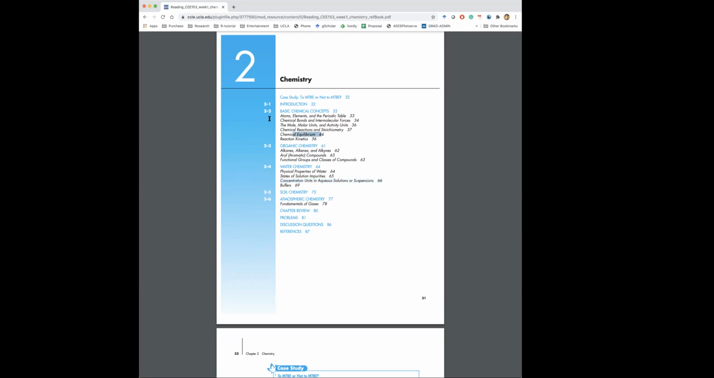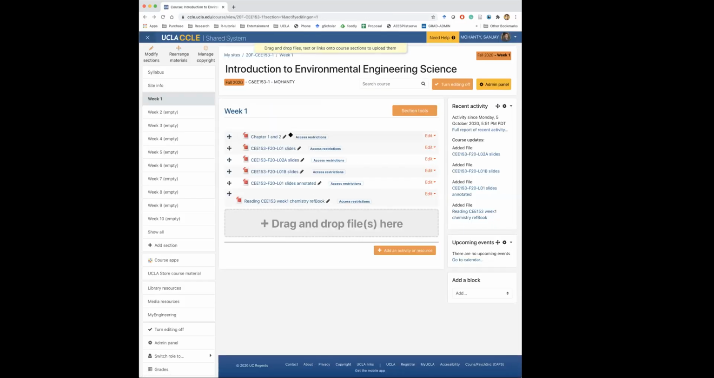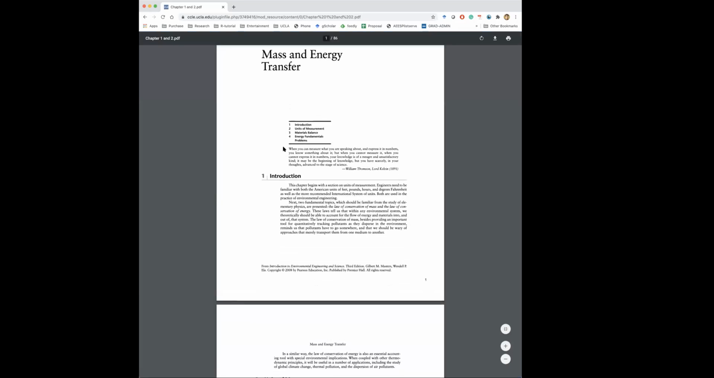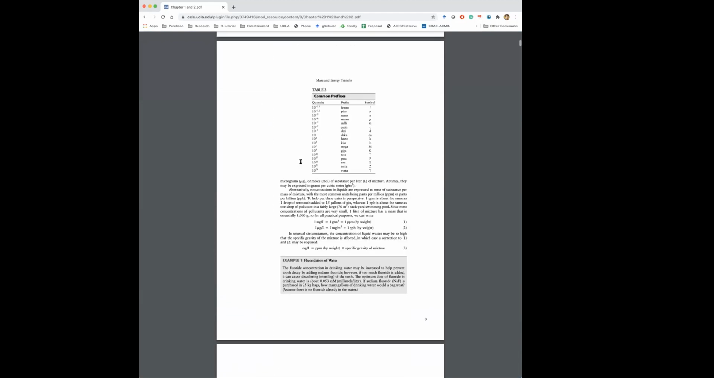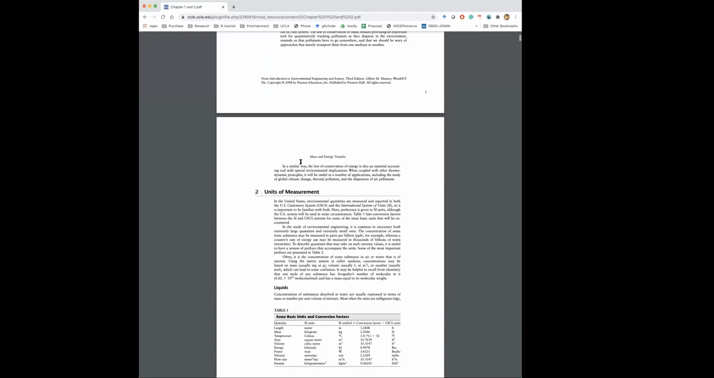Mostly I'm expecting you to read section 2.2 in this textbook. This is a reference textbook. This is not the actual textbook, but this is the actual textbook. That's chapter one, which will be the materials that we cover today as well as the entire next week. It's a big chapter because most of the engineering problems are mass balance. So we'll learn that.